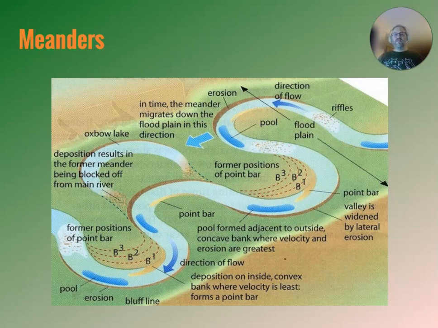And what that's going to do over time is it's going to make the meander bigger, right? It's cutting into the outside of the loop and depositing stuff on the inside, so that meander is going to get bigger and bigger. It's going to get loopier and loopier. So over time, rivers become more and more meandering. Meanders get bigger and bigger.